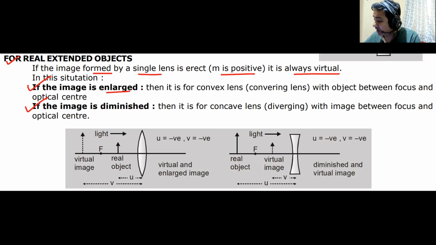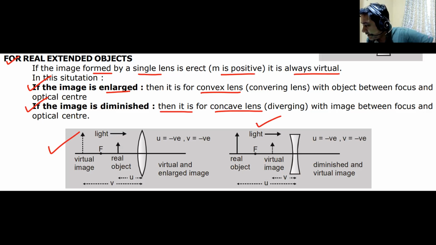If the image is enlarged, then it is a convex lens. If the image is diminished, then it is a concave lens. This is the diagram given for both lenses, to identify convex and concave lens for a real object. If the image is virtual and enlarged, it is a convex lens. If the image is diminished, it is a concave lens. Do we understand this? Yes, sir. Please note it down so that we can move further ahead.